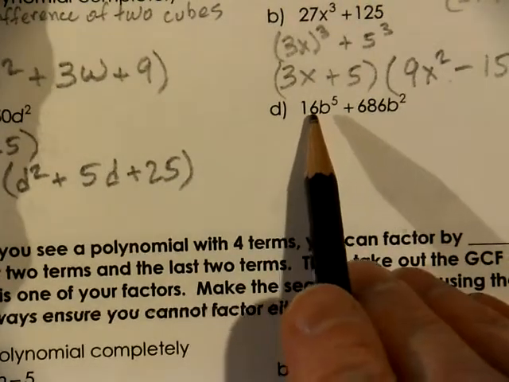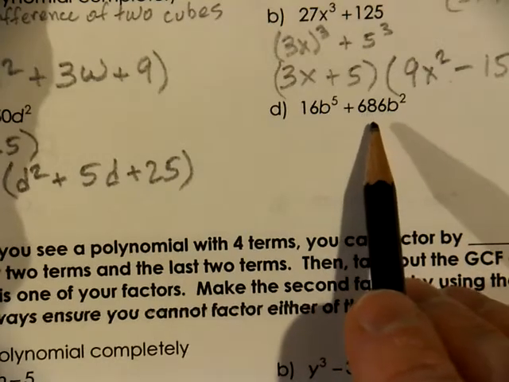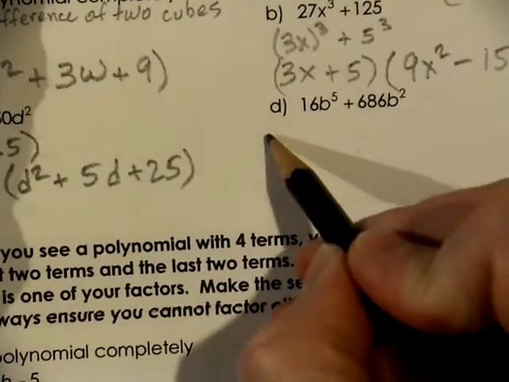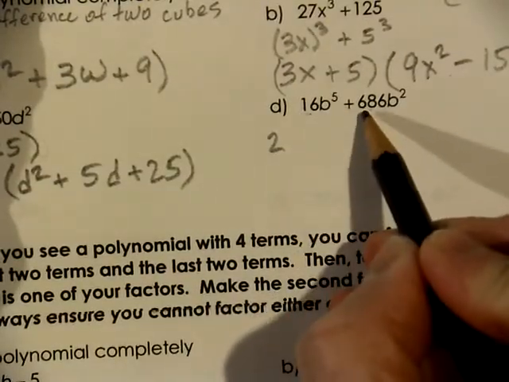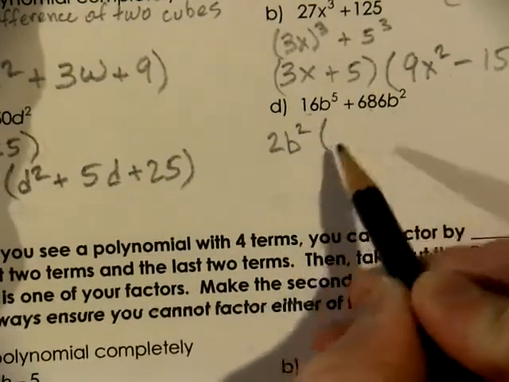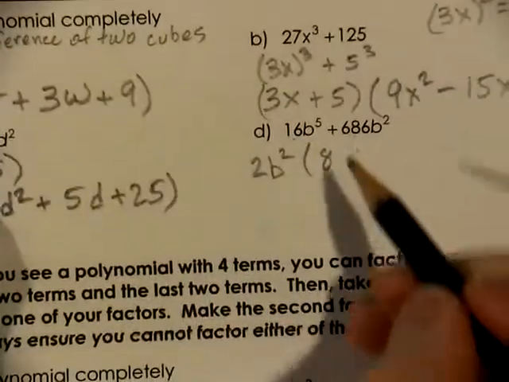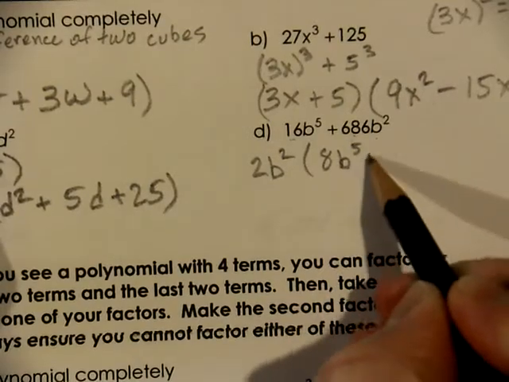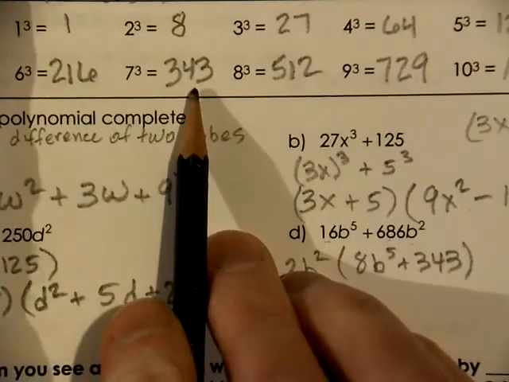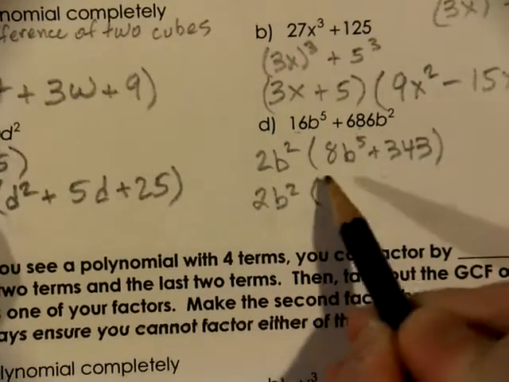You know that 16 is not a perfect cube. 686 isn't a perfect cube. It doesn't fall in our chart here. So when we pull out, they're both even, so let's start with that. B squared is your smaller exponent. That gives us 8. Well, that is a perfect cube. B to the 5th plus 343. Well, we've determined that to be a perfect cube. So we get 2b squared.